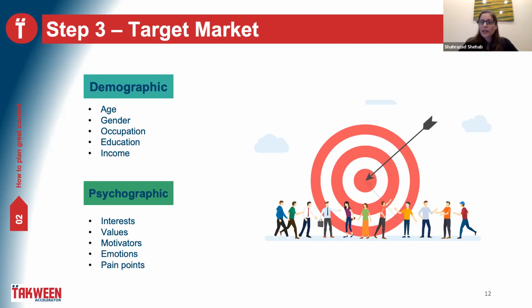So from a content marketing perspective, focus on segmenting your target market by demographic, that is their age, gender, occupation, education, or income, and by psychographic characteristics like interests, values, motivators, emotions, pain points, or problems.